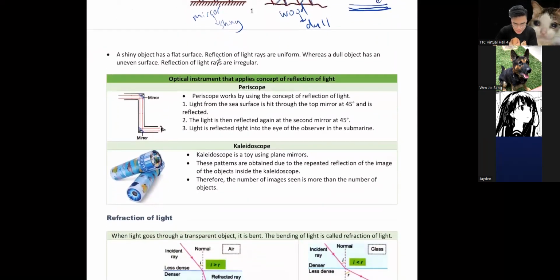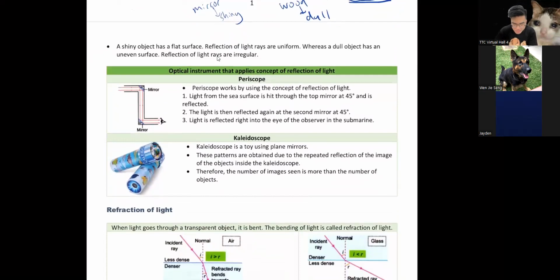So let's look at when we use reflection. Number one is the periscope. You know what this is, right? We use periscopes in submarines. A periscope works by using the concept of reflection of light. Let's say there's a wall here and you want to see over the wall. You put a periscope here.